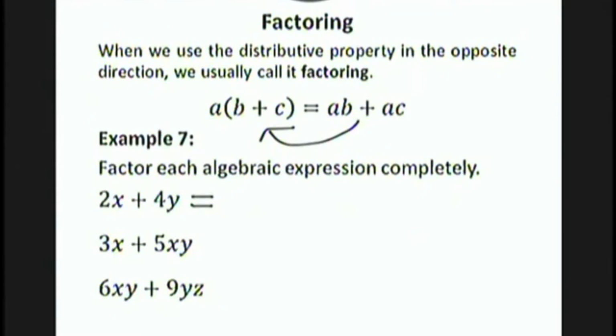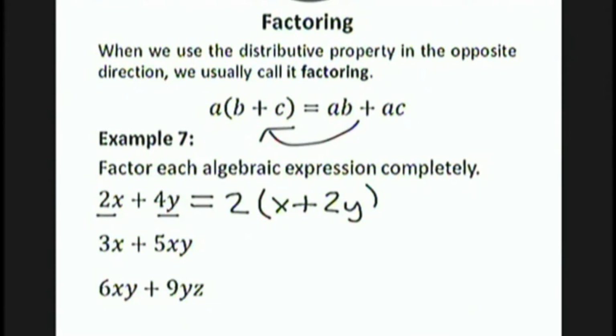2x plus 4y, each of these terms has a common factor of 2. So when we factor out the 2, we're left with x plus 2y. When we factor, you can think of it as dividing. 2x divided by 2 is x, and 4y divided by 2 is 2y.